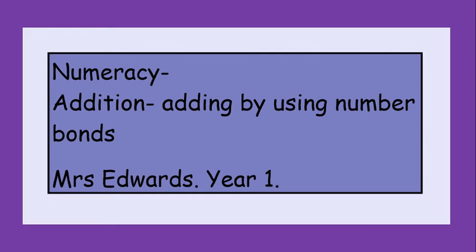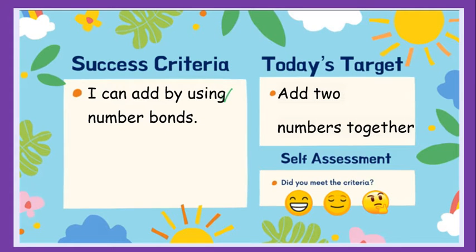Adding two numbers together, but by using number bonds to help us. So today's target is to add two numbers together, and the success criteria, how you are going to do that, is by adding using number bonds. So I will be looking today at you using your knowledge of number bonds to achieve today's target.